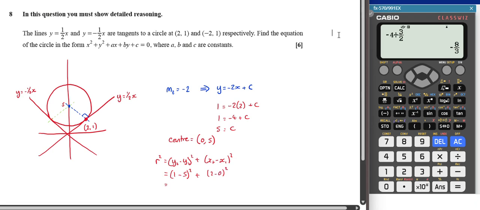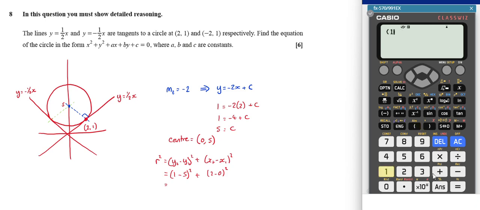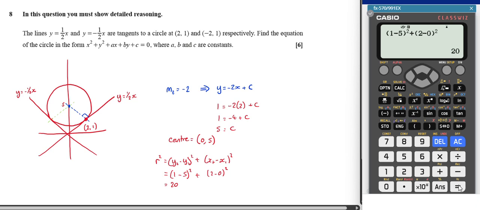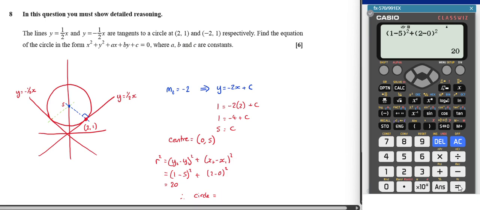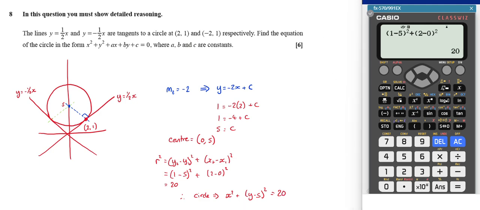So let's see what that is. 1 minus 5 squared plus 2 minus 0 squared, which is 20. So the radius is root 20, but we're not asked that. We're just asked for the circle. So that is x squared, don't need a bracket, that's just habit, x squared plus y minus 5 squared equals 20.